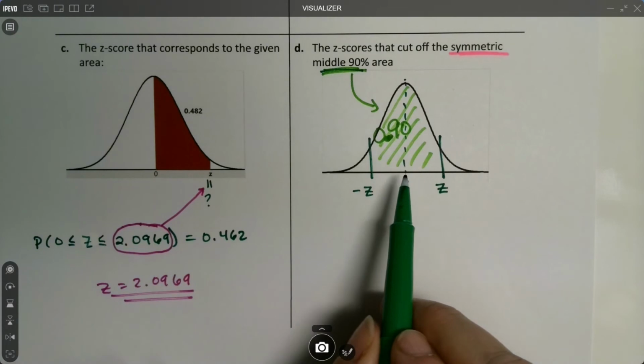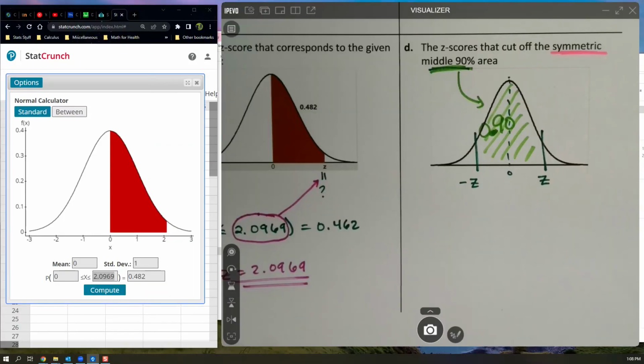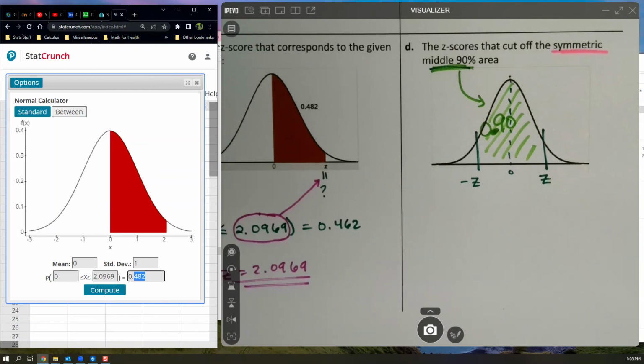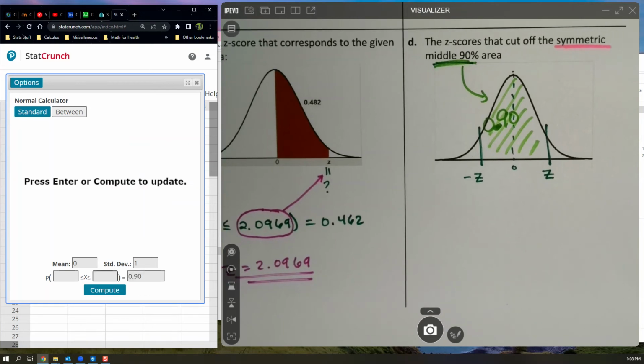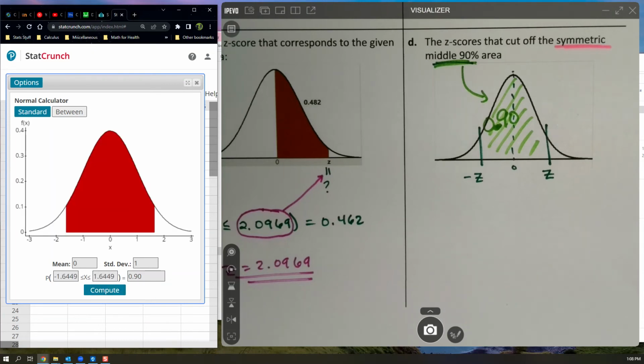Okay, so I can do this with StatCrunch though, because I can say between, and I can say, look, I just want the area in the middle. I'm not fixing one of my boundaries. I want my area to be 0.90, but I'm not going to fix the left or the right as 0 like I did on the last one. I'm just going to let it be free floating. So I tell it the area is 0.90 and I say compute. Poof. There's the middle. It shaded that 0.90 and it's telling me the 2 z-scores. They're negative and positive 1.6449.